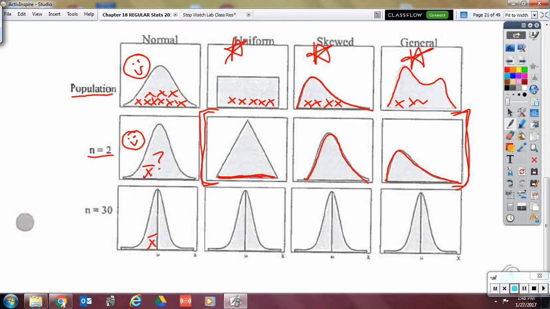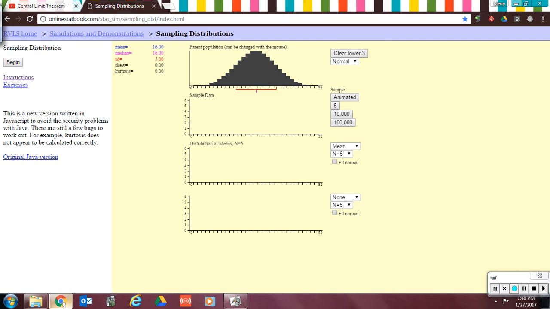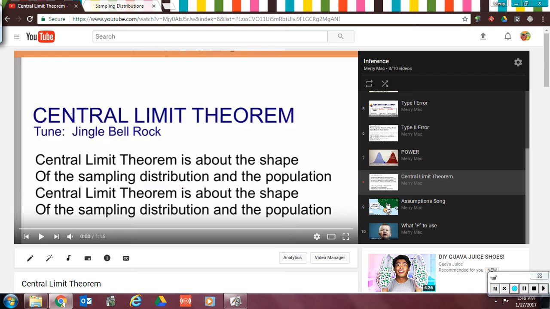Okay, now I want to show you this really cool app. Oh, yeah, I forgot. We'll go ahead and do the song. Yep, here we go. We'll sing the song, and then we'll do this other little activity. Basically, when the n gets larger, it gets more normal. Yes, when the n gets larger, it gets more normal. Yep, here we go.